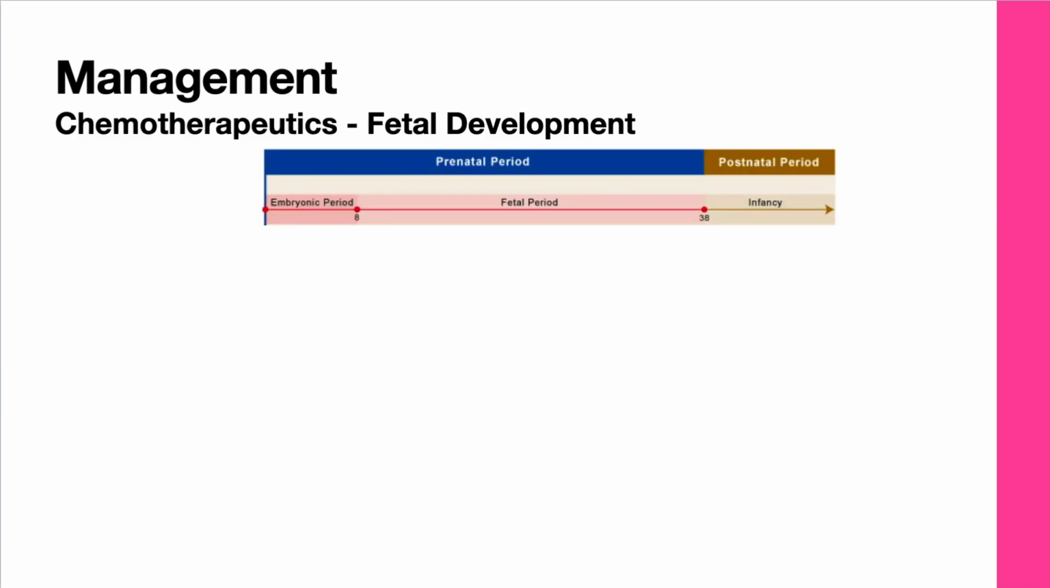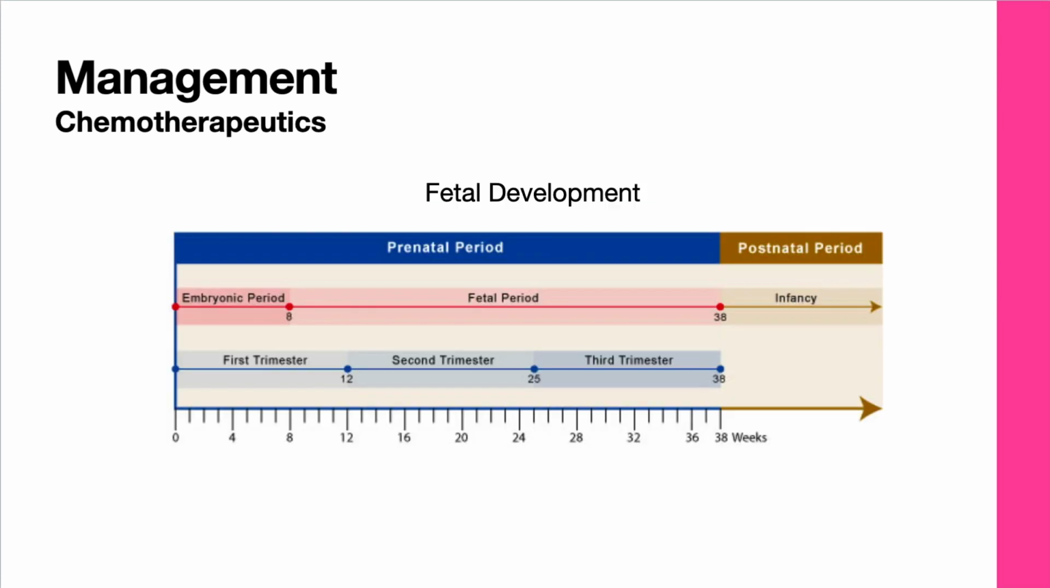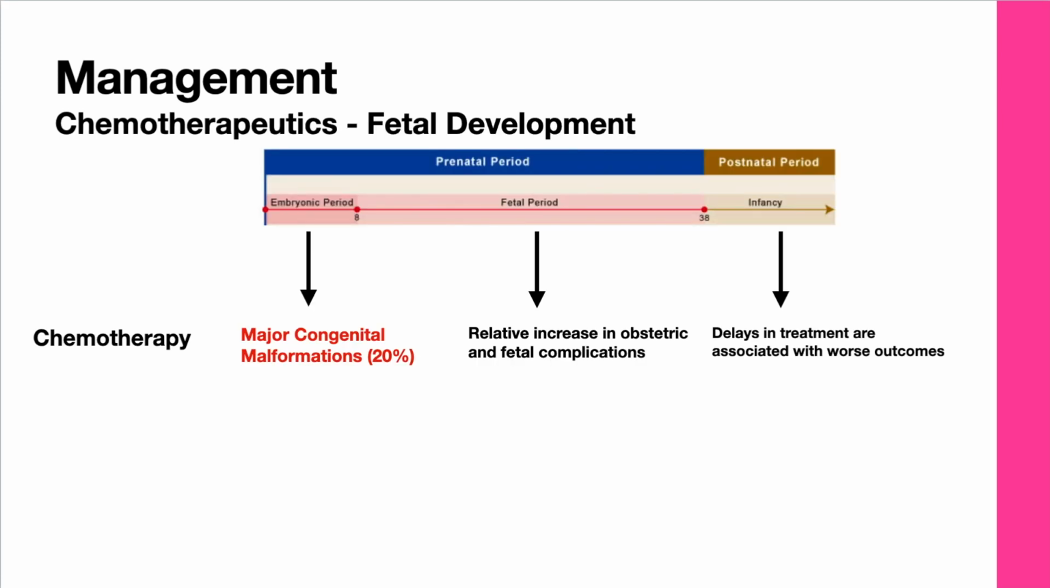So in fetal development, and this is pretty obvious, you have your chemotherapeutic options. At the embryonic period, from conception to week 8, you can have huge congenital malformations, up to 20%. So it's not recommended to actually start chemotherapy during that phase.